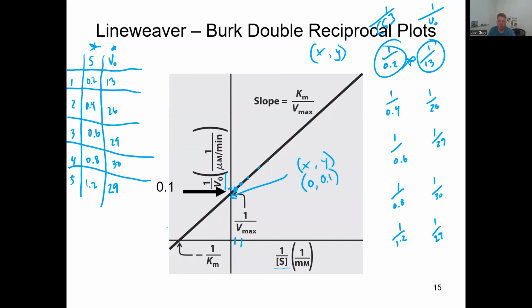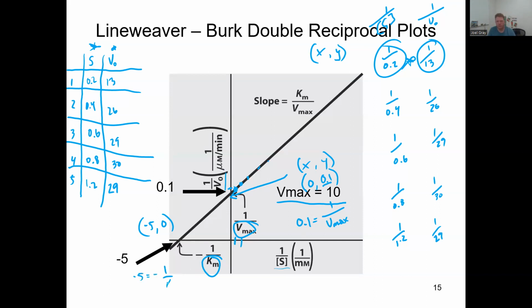Your x-intercept is where this would happen to be -5, 0. The x value is -5 and the y value is 0. From those data, you can come up with your Km and your Vmax respectively. If your y-intercept is 0.1, you set that equal to 1 over Vmax. Multiply each side by Vmax, and you end up with Vmax equals 10. If your x-intercept is -5, you set that equal to -1 over Km, and you get Km is equal to 0.2.